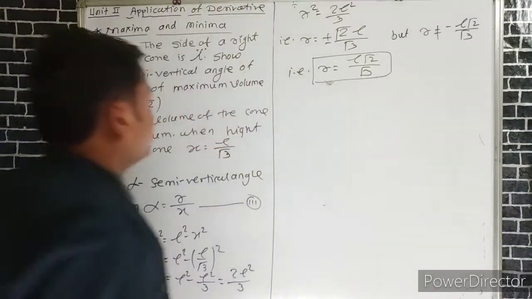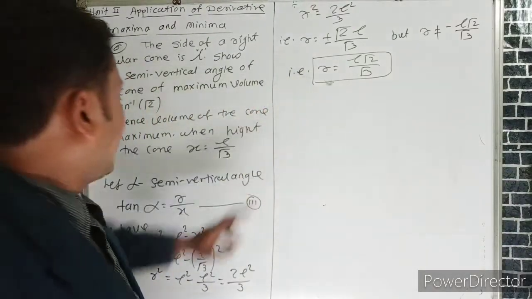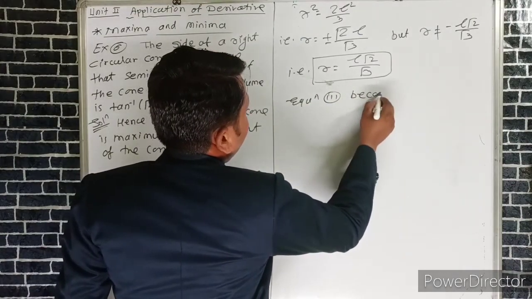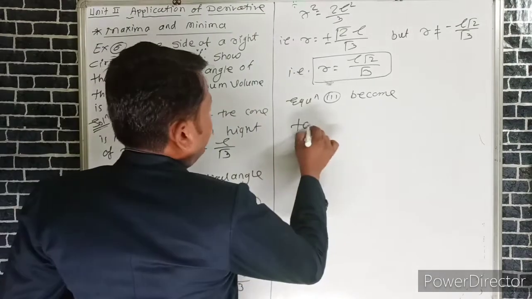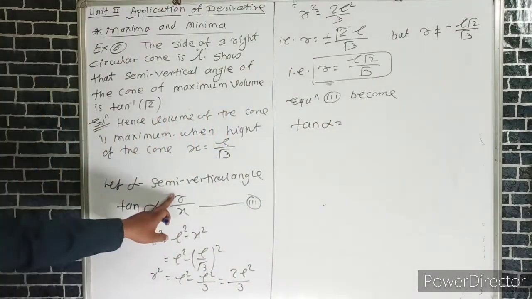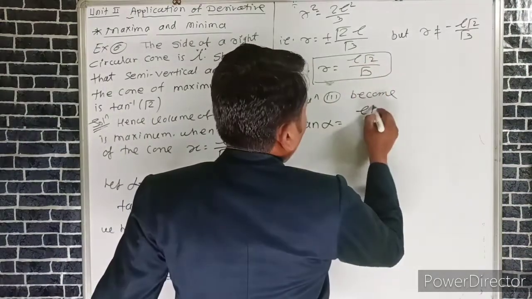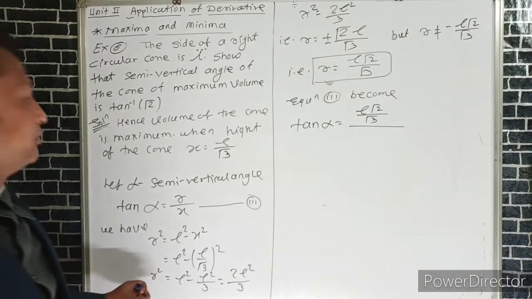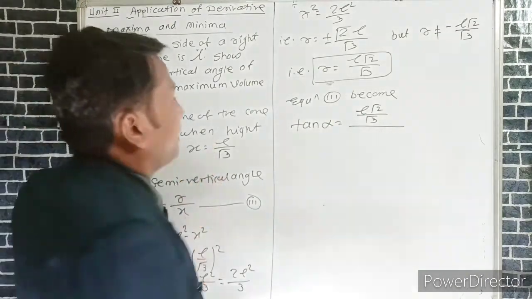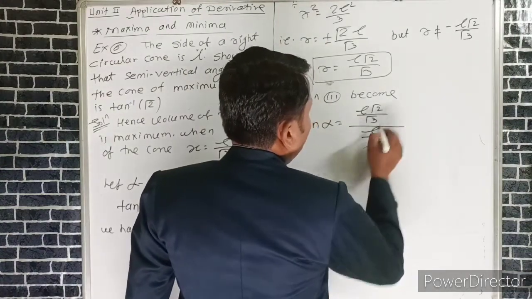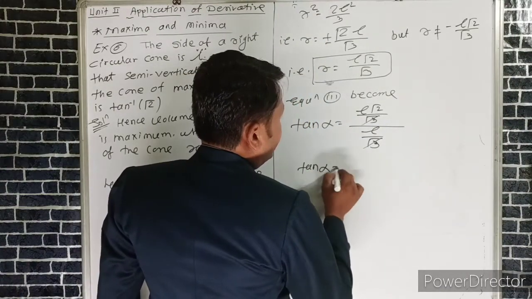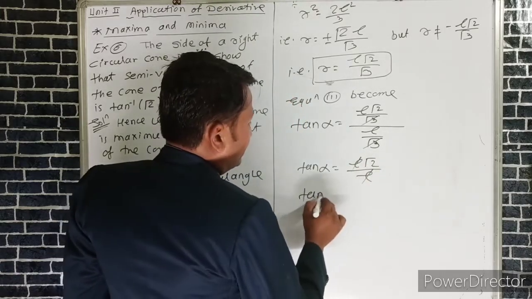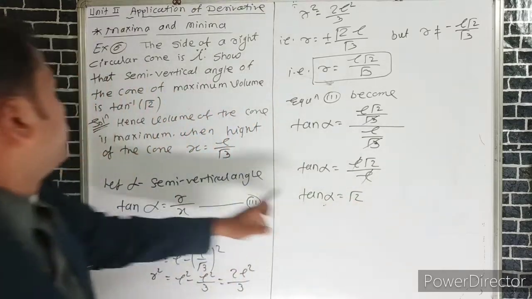Here we substitute this value of r and x in equation 3. Therefore equation 3 becomes tan alpha is equal to the value of r, which is L root 2 upon root 3, upon the value of x, which is L by root 3. Here root 3 gets cancelled. Tan alpha is equal to L root 2 upon L. Here L gets cancelled. Tan alpha is equal to under root 2, which is the required proof.